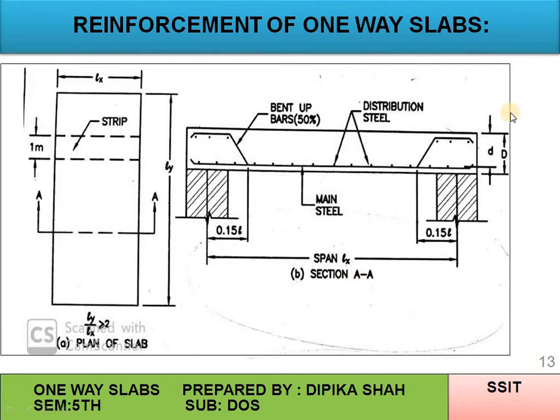You have to show this section after completing the design of a one-way slab. You have to show the distribution steel, and the dotted bend-up bars, and this is the main steel. Capital D is the overall depth and small d is the depth minus the cover. So you have to show all these details in a section after designing any one-way slab.